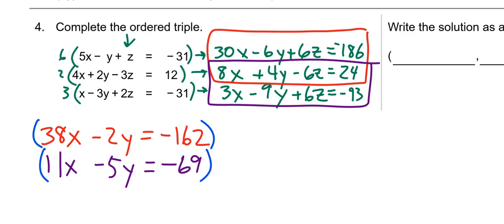You got this, 38x minus 2y equals negative 162 for the red box. So, purple box, right? 11x minus 5y equals negative 69. Any differences or things we need to, did we make any mistakes there? Did you agree? Did you disagree?